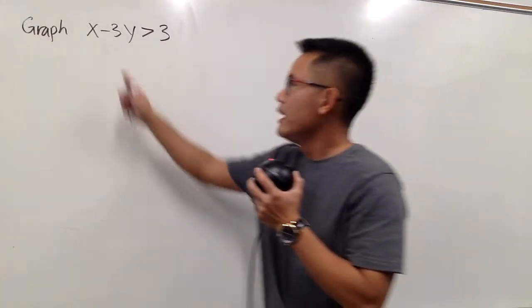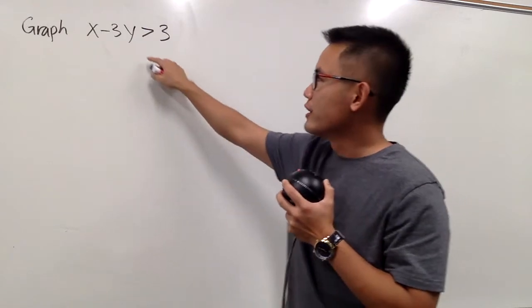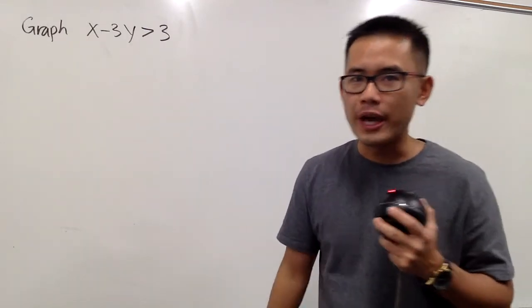Okay, welcome. Let's graph x minus 3y is greater than 3. To do this, we should get the y by itself. That way we can work with the slope-intercept form, okay?